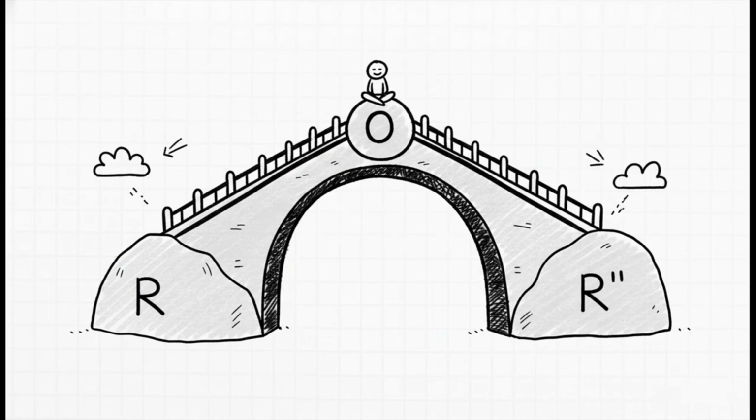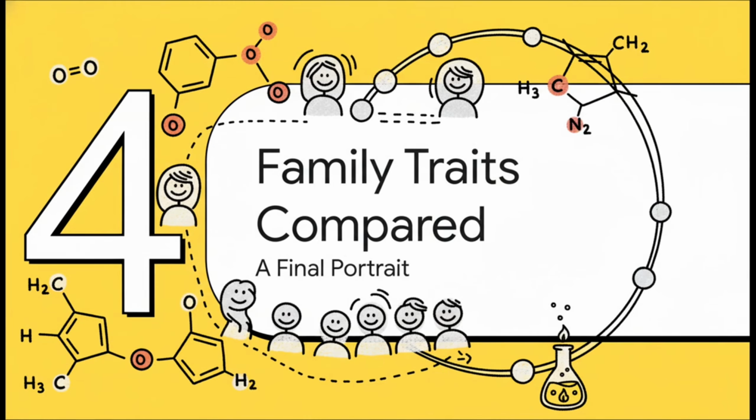And ethers, well, they're all about that oxygen bridge. With no OH group, they can't do that powerful hydrogen bonding we talked about. This not only gives them lower boiling points, but it also generally makes them less reactive and more stable than their alcohol cousins. You could say they're the calm, steady members of the family. All right, we've met the whole family. Let's put it all together in one final portrait to see them side by side.